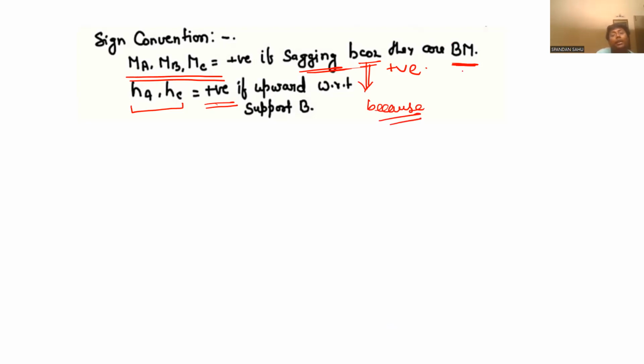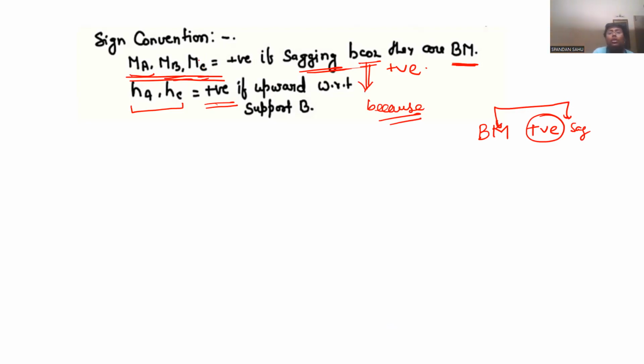Because they are bending moments, and in the first class I have said bending moment positive will be sagging. That is our sign convention. That is the reason these are bending moments. MA, MB, MC are what? These are bending moments only, right?